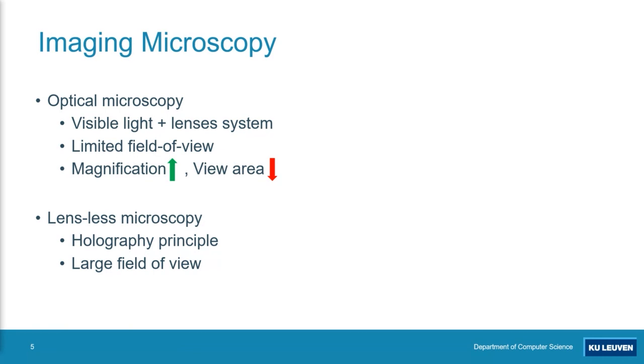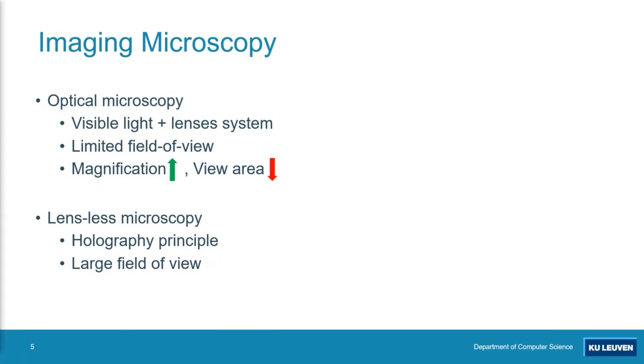But the important thing here generally is that you make this discussion about how when you increase the magnification, the view area is reduced. And then you say that lensless microscopy has a large field of view. Well, not necessarily. It depends on the actual size of the sensor. So what I would suggest, generally speaking, is the following.